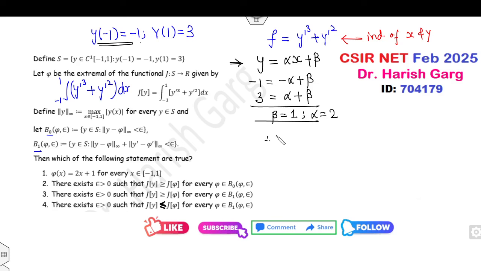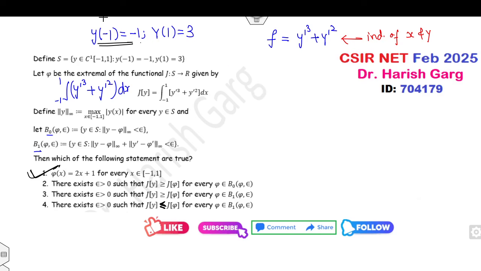सो माई एक्सट्रीमल क्या हो जाएगा? y is equal to अल्फा x प्लस बीटा, यानी y = 2x + 1. फाइन, तो पहला ऑप्शन तो आपका करेक्ट हो गया. फाइन, चलिए अब बात करते हैं b0, b1 एंड b2. सो सबसे पहले b0 की बात करते हैं, इसी अप्रोच से सॉल्व करेंगे.